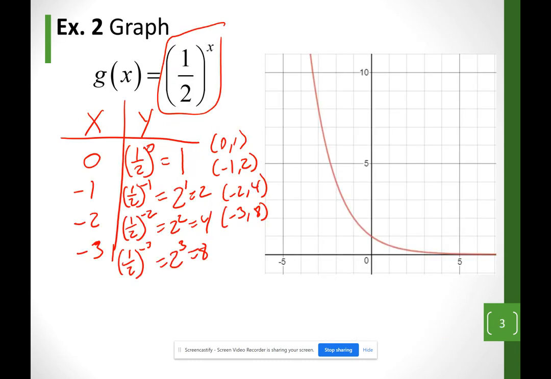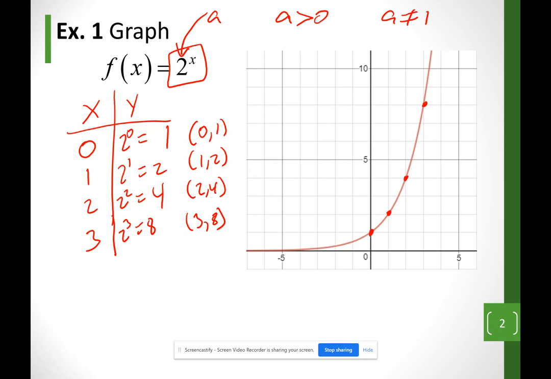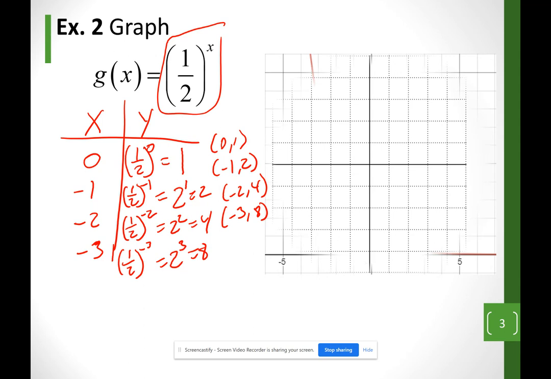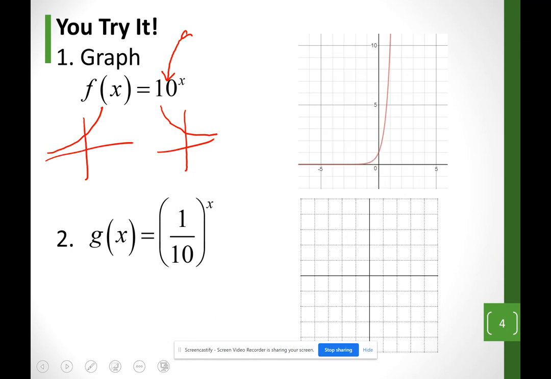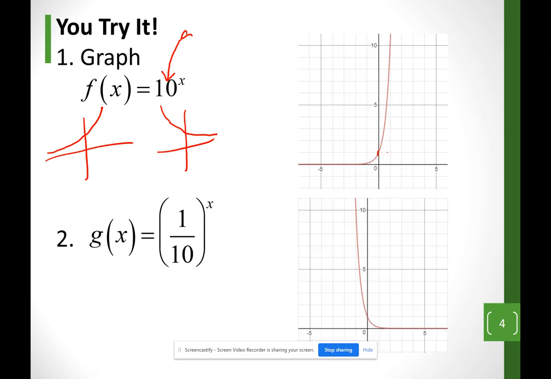Now, another thing I want us to see. Look on the y-axis. Look at the point that I have in this case. I have the point 0, 1. Look at the other example that I did. Let's take a look at the y-axis. I have the point 0, 1. Now look at the graphs that I just had you guys work on. Look at the y-axis. I have the point 0, 1. And then in this other example, I have the point 0, 1.